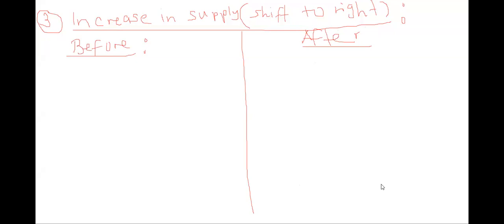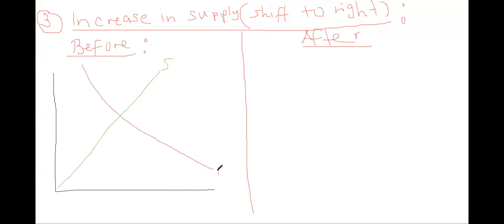So before the increase in supply, or shift to the right of the supply curve, this was the situation we had in the market, where we have the supply and then we have the demand. On the vertical axis we have the price, and on the horizontal axis we have the quantity. Where supply and demand intersect, we have our equilibrium point, which is A. The price was 1, if you remember, while the equilibrium quantity was 14.